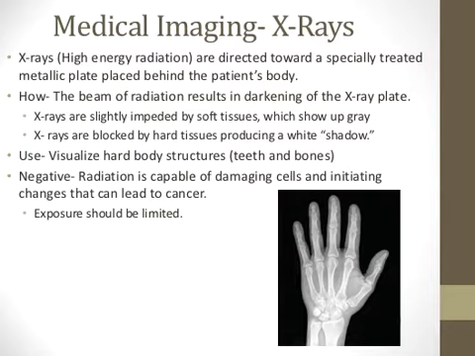The soft tissues only slightly block the X-rays, so they appear gray on the film. The denser tissues, like bones, block the X-rays from reaching the film, so they appear white on the film. This imaging is mostly used to visualize hard body tissues like teeth and bones.